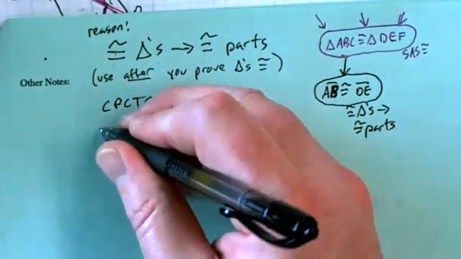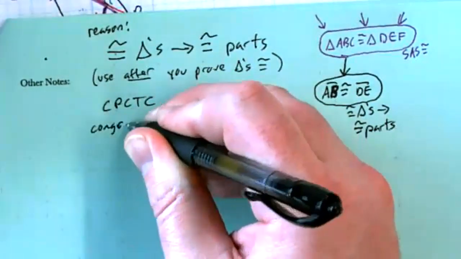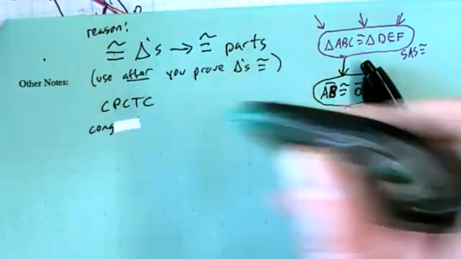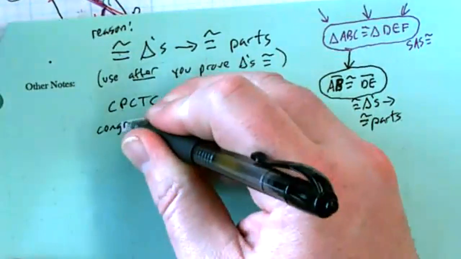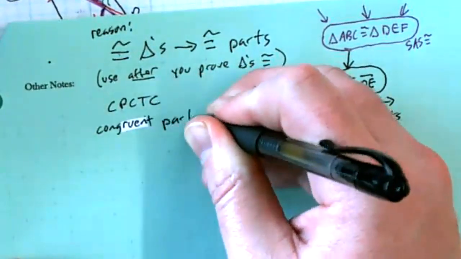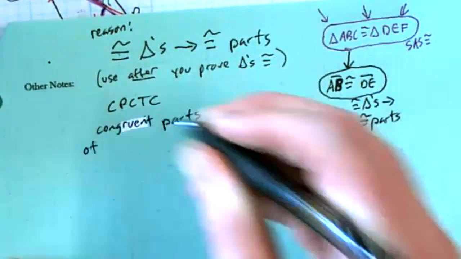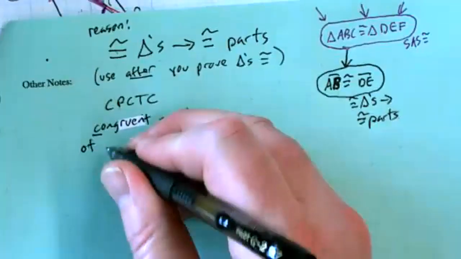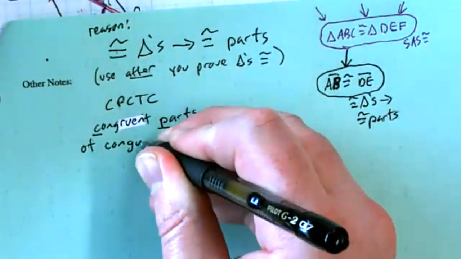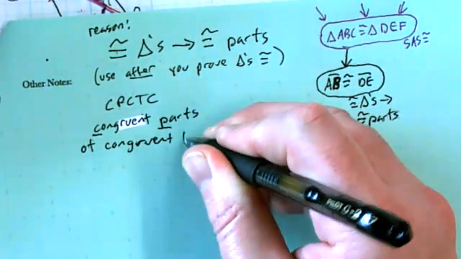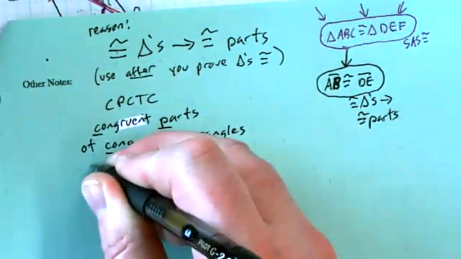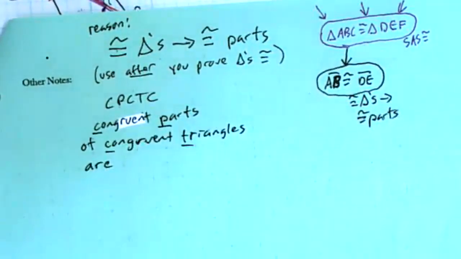You're close. First two are good. Congruent. Congruent. Let me try and spell correctly. Congruent parts. There's an of in here. Of. So congruent parts of, what do you think the CT stands for? Of congruent triangles. And then we squeeze an R in here also. Congruent parts of congruent triangles are congruent.